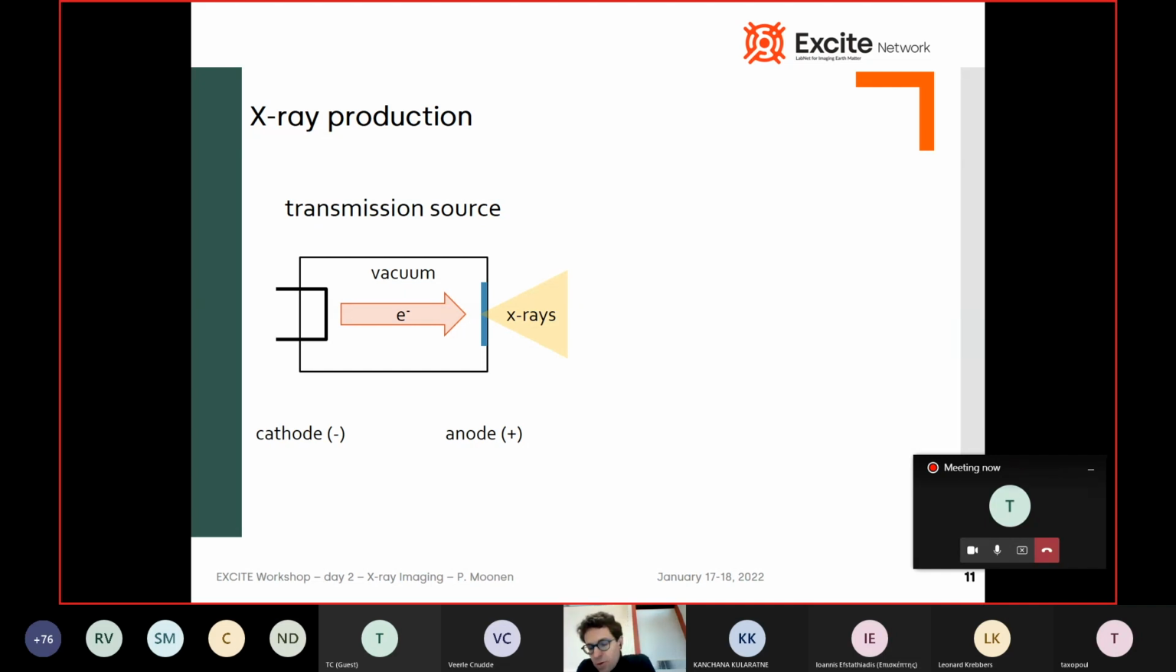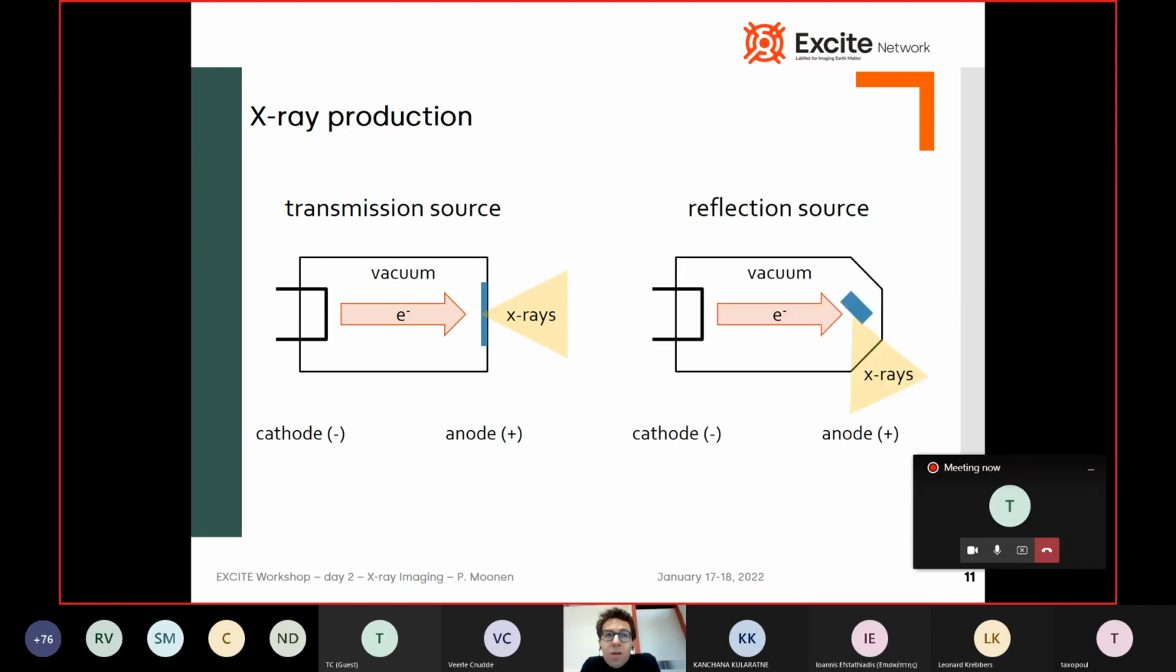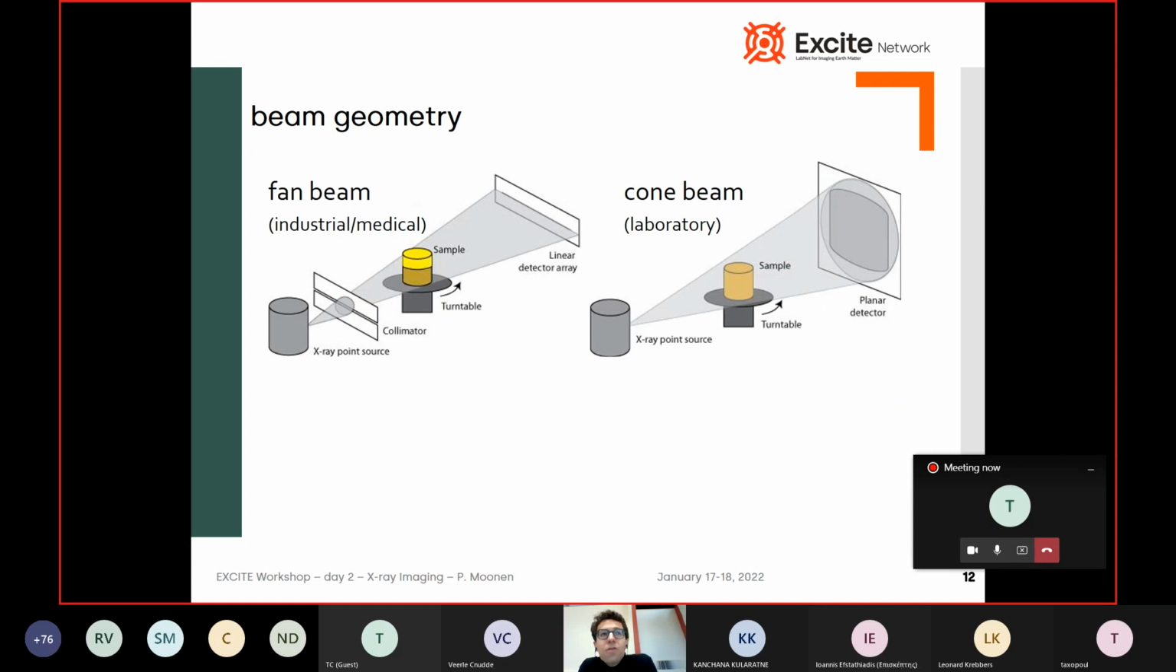This is one configuration which is called a transmission source. If you position the target, so the blue block, at an angle, then the X-rays don't have to go through the target, but they can leave from the side. That's a reflection source. But whatever the configuration of the source, in both cases, you have a conical beam that is coming out of this X-ray source.